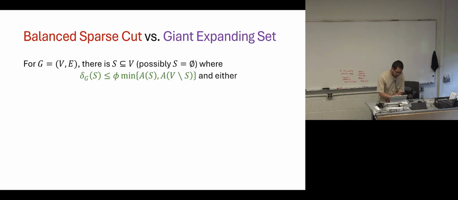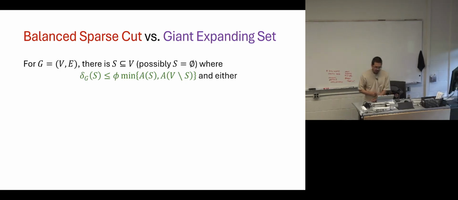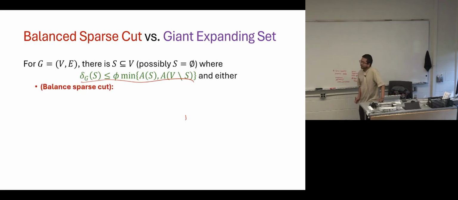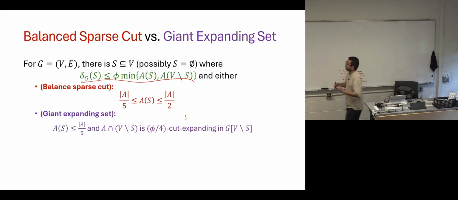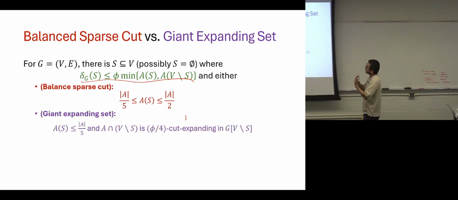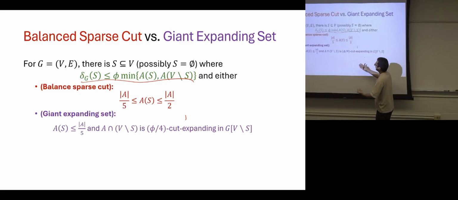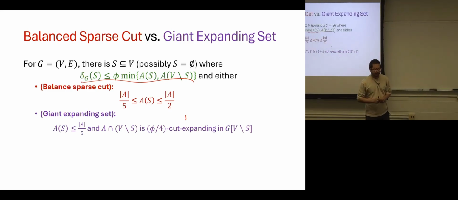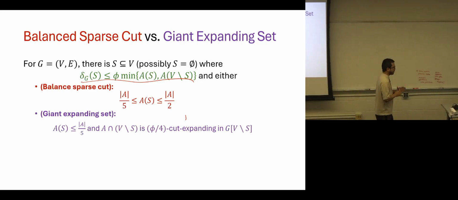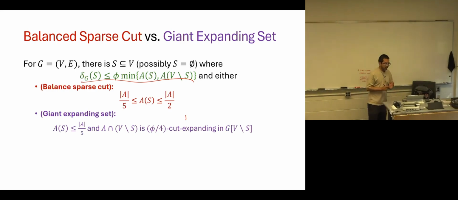Okay, and formally, that is, for any graph, you can always find some set S that is a sparse cut. And there can be two cases: S is either balanced, or S is tiny, but then its complement is already expanding. Okay, so this is what we proved last time.